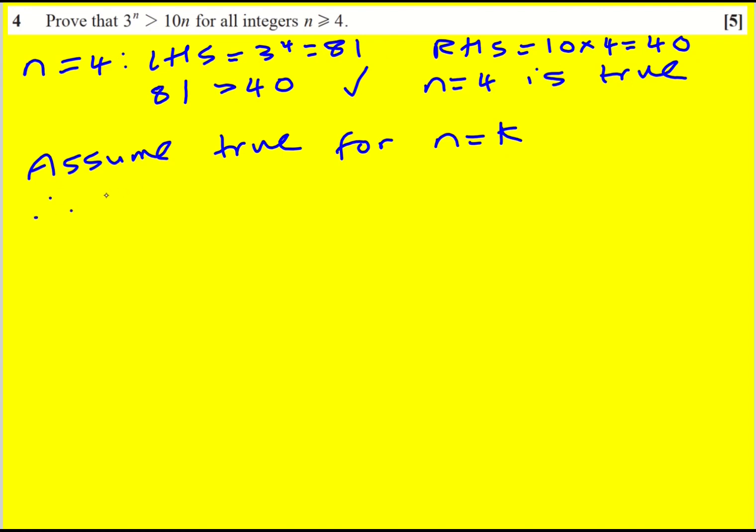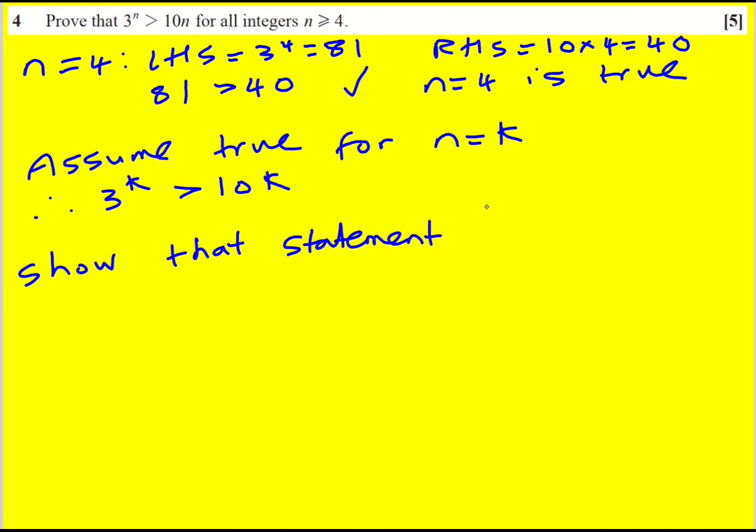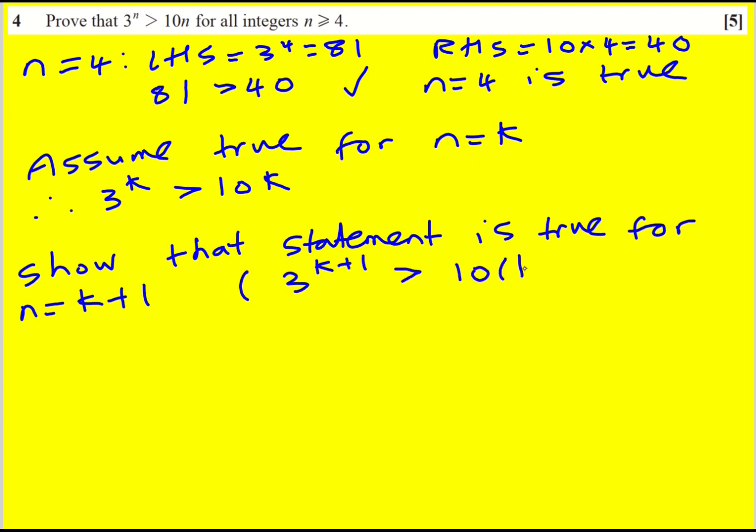So therefore, we can say that 3 to the k is greater than 10k. We want to show that the statement is true for n equals k plus 1, i.e. we want to show that 3 to the k plus 1 is greater than 10 times k plus 1. I normally abbreviate, like miss words out.